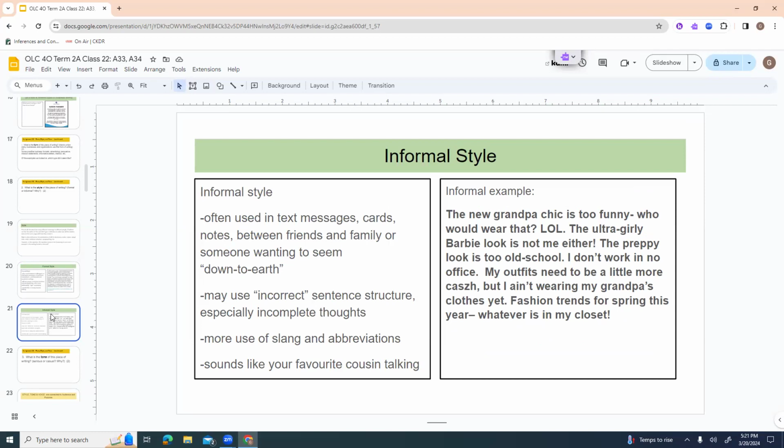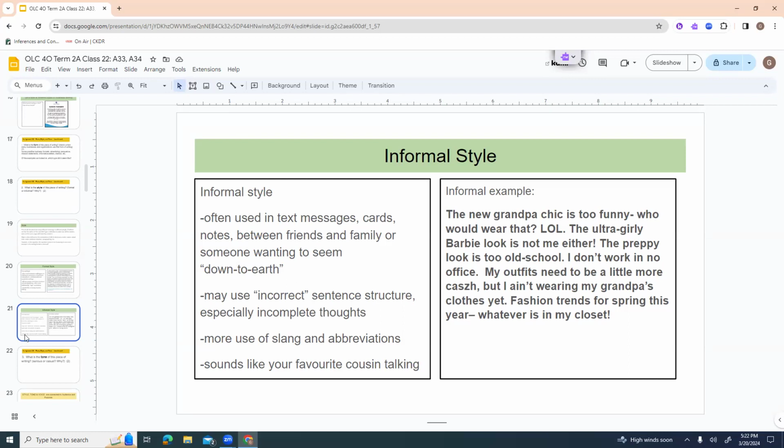Informal styles like what you would see in text messages, cards, notes, between friends and family, someone wanting to seem down to earth. It may even use incorrect sentence structure, like incomplete thoughts for emphasis. More use of slang, abbreviations. Basically, sounds like your favorite cousin or your best friend talking to you. So here's an informal example, also talking about the spring 2024 fashion. This was all based on kind of a picture of some of the newest fashions, so they're similar kinds of pictures, but different styles.